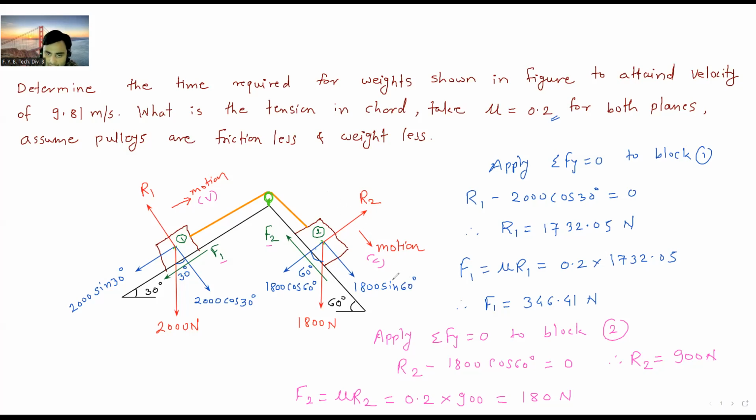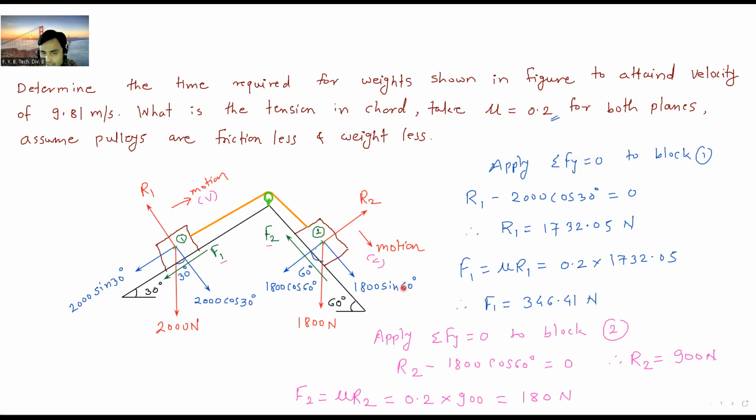But see the forces parallel to this direction, that is, parallel to this plane. Which forces are there? This force which is parallel is 1800 sin 60, and this force is in the same direction as the motion. So how will you take this force? Plus. Next is this frictional force. This frictional force is also in this direction, so it means parallel to this plane.